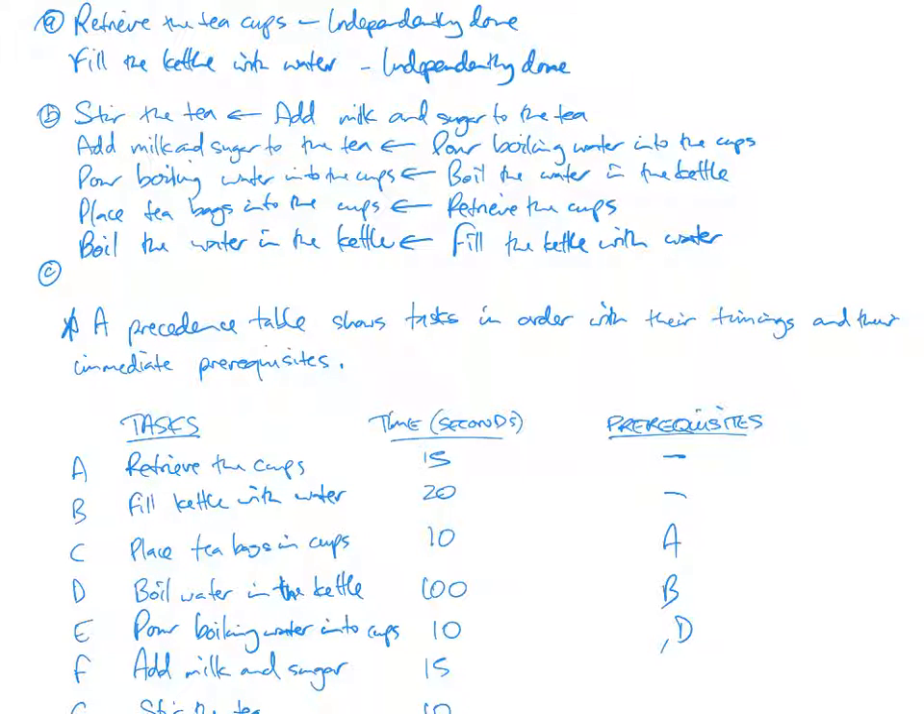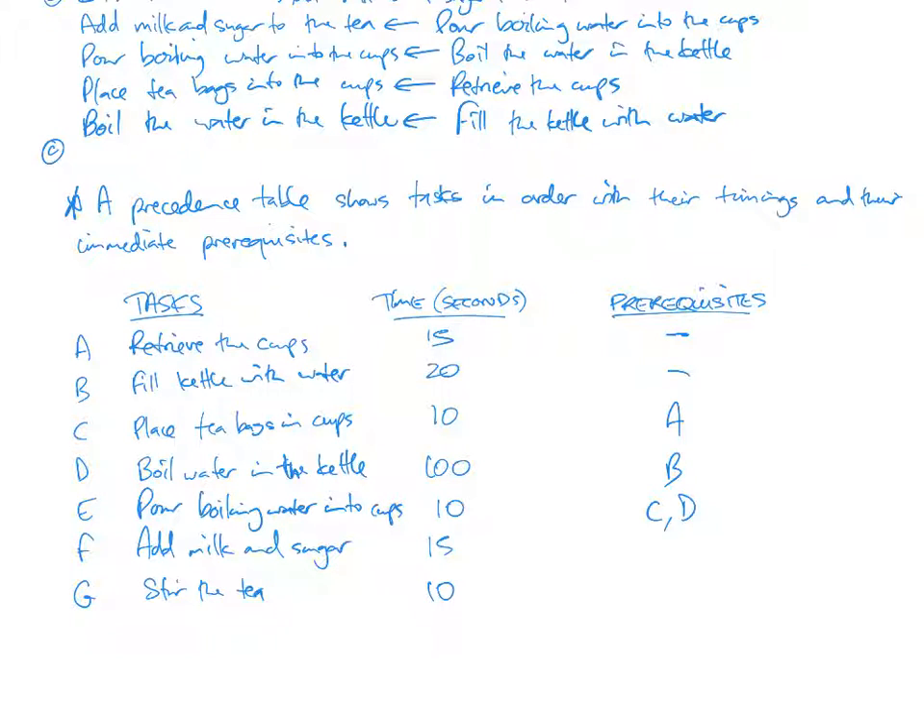But also, I need to have had cups in the first place, and to have tea bags in those cups. So C is also a prerequisite of pouring the boiling water into the cups. Adding the milk and sugar, that only depends on having poured the boiling water into the cups. So the prerequisite of adding milk and sugar, F, is E. And lastly, stirring the tea, that depends on me having added milk and sugar to the cups, so the prerequisite of that is F. G is not the prerequisite of anything, so it is the completion of making a cup of tea.